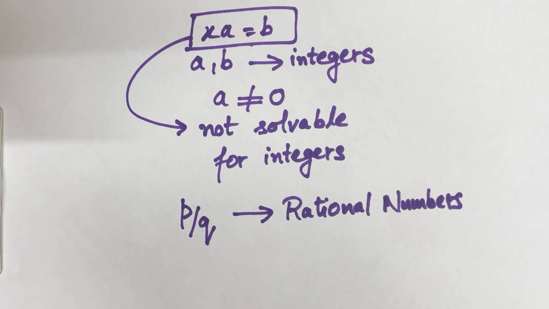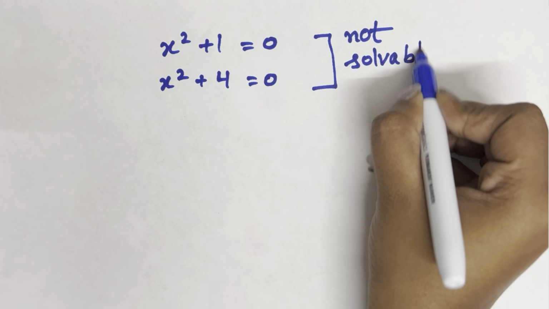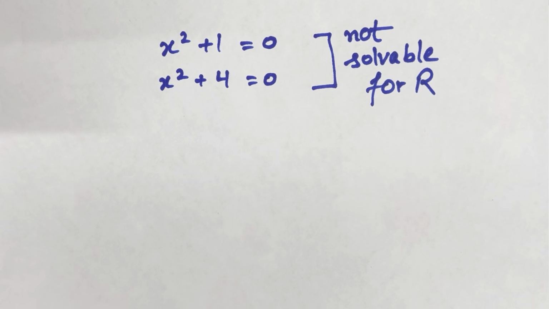Now take another scenario where x square plus 1 equals 0, or some other equation, x square plus 4 equals 0. These are not solvable in R, that is for real numbers. There is no real number whose square is a negative real number, right? If we take the equation x square plus 1 equals 0, you put down any real number, the square of any real number cannot be negative. Therefore the equation x square plus 1 equals 0 is not at all solvable.